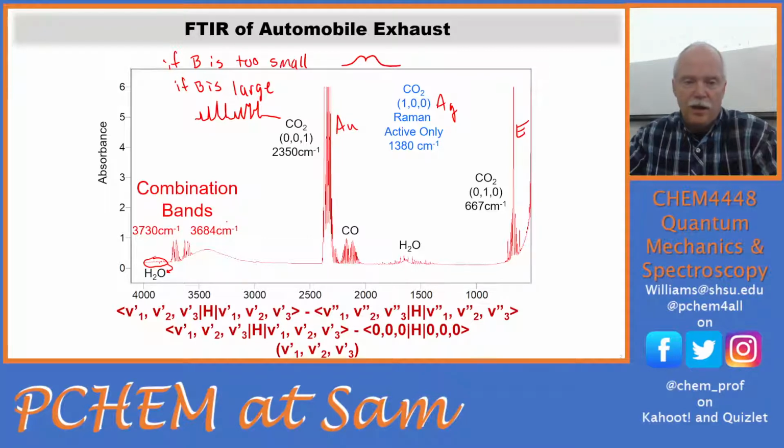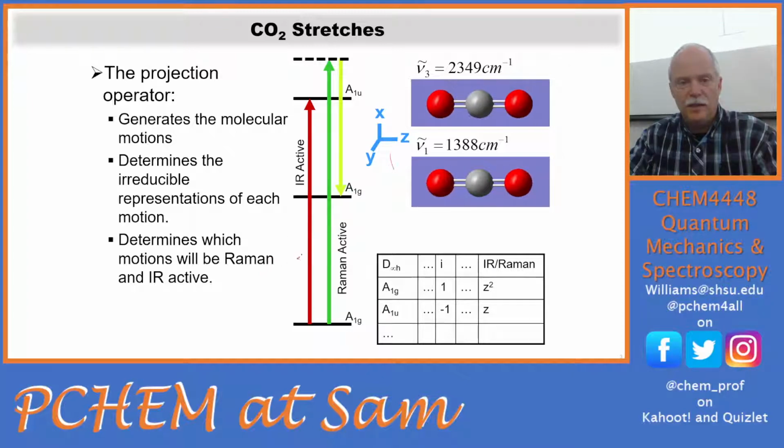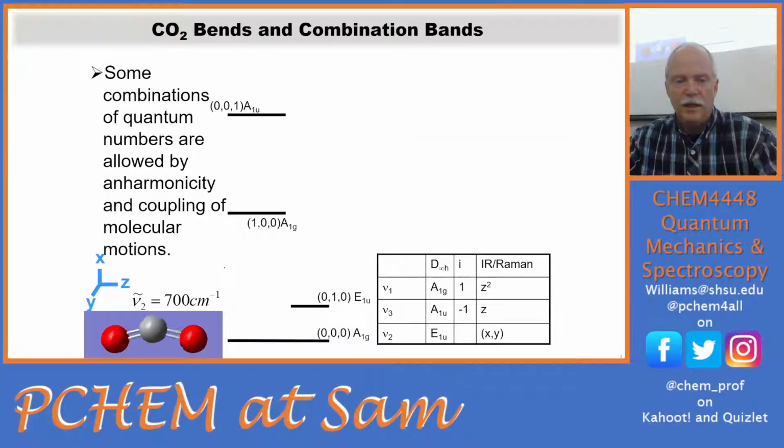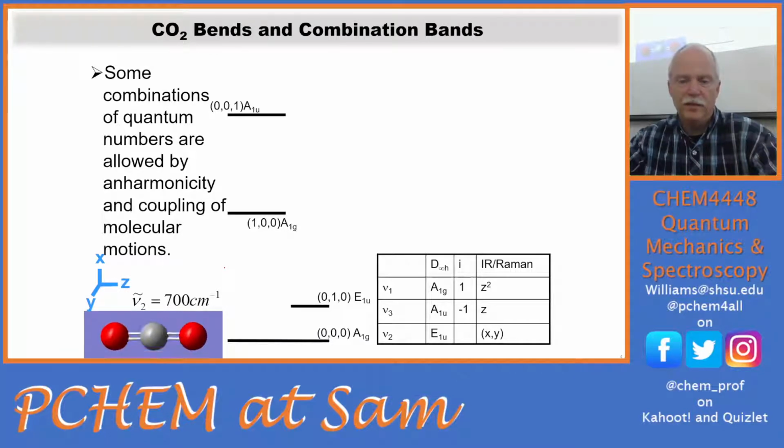So if we have these transitions in the D infinity h molecule, this A1u can interact with z polarized light, A1g can interact with z squared. These are the vibrations that we see. Okay, we can use the projection operator to give these different vibrational motions. And these combination bands are just what it sounds like, combinations of these different fundamentals.